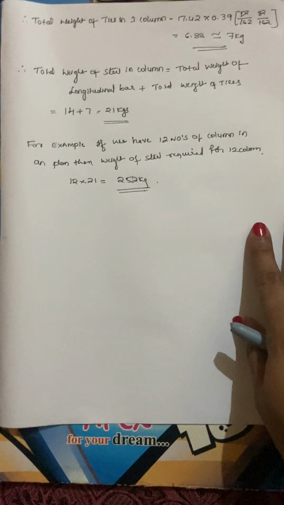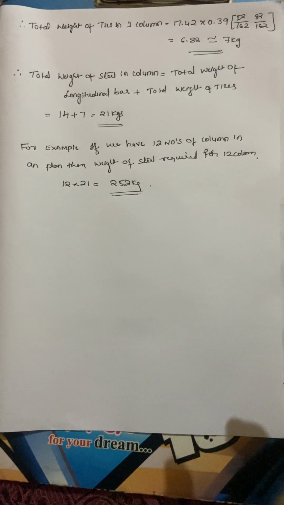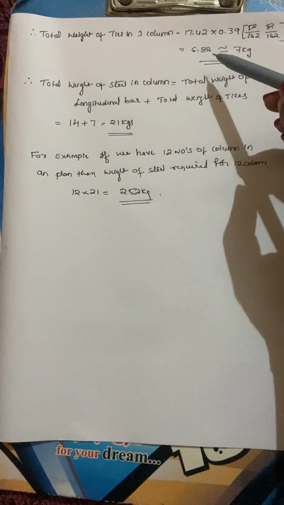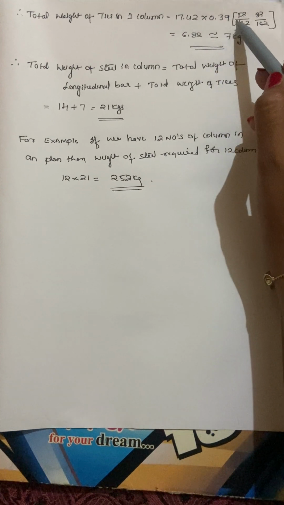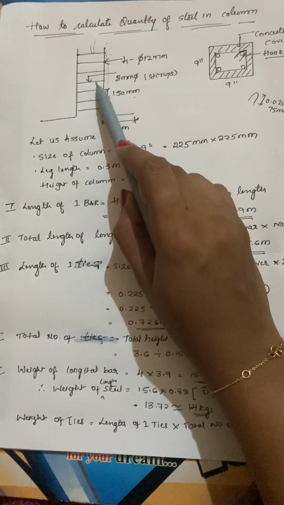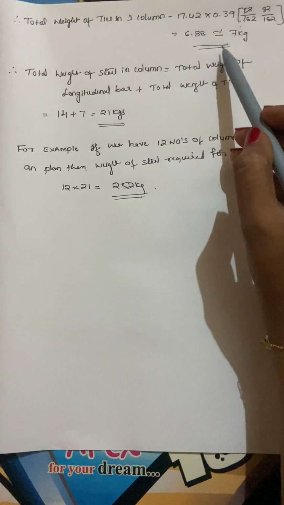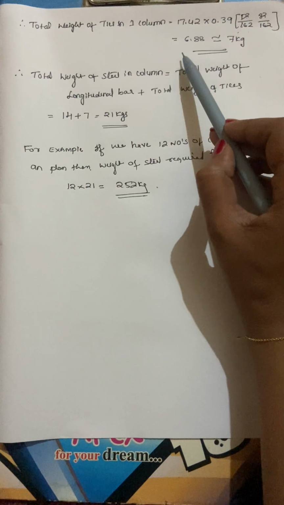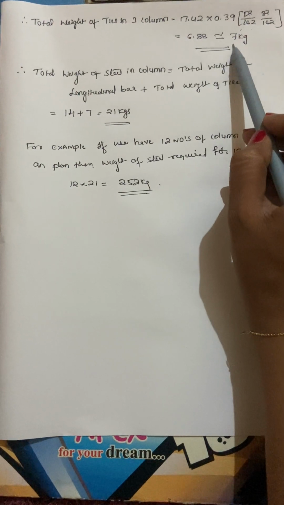So how do you calculate the total weight of ties that is required for one column? It is similar, that is the total length of ties in the entire column multiplied by the weight of steel formula. Weight of steel is nothing but D square by 162. What is D here? If you remember, we had taken the diameter of this particular tie as 8 millimeter. So D is 8, that is D square is 8 square by 162. When you calculate all this, you will get approximately 6.88 kgs. Approximately we will be taking it as 7 kg.